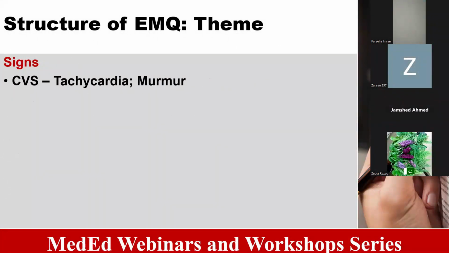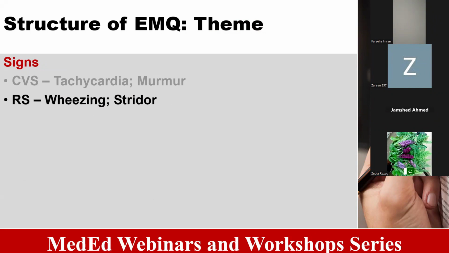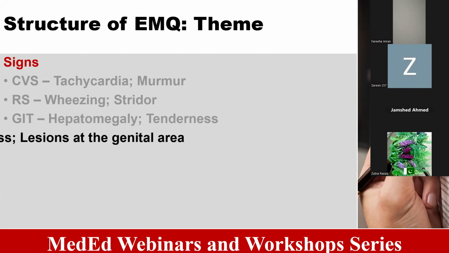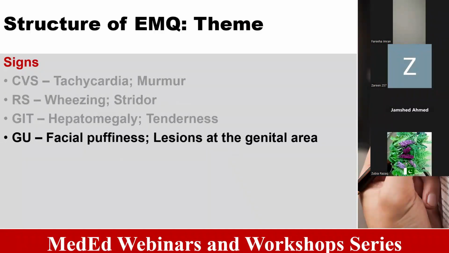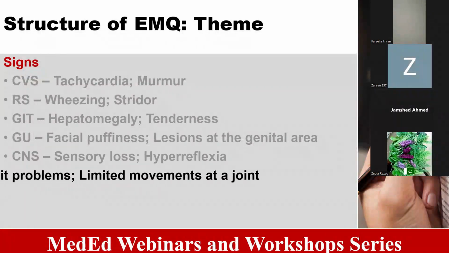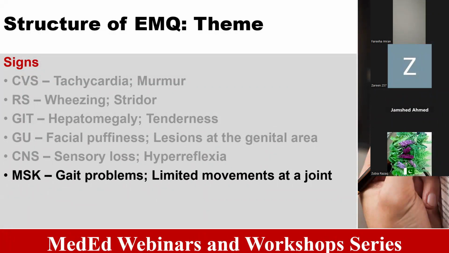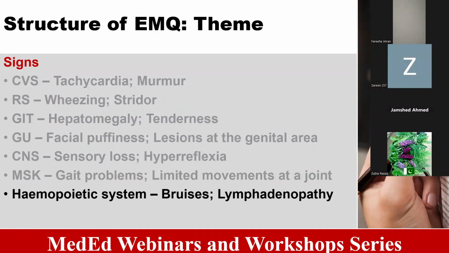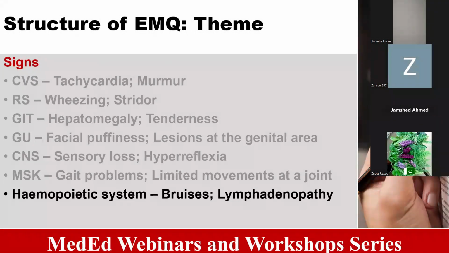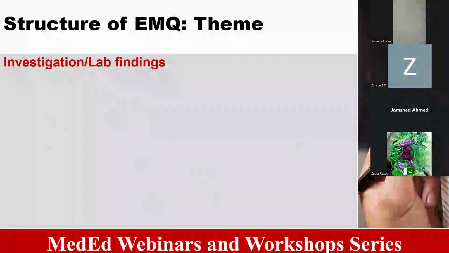Signs may include tachycardia or a murmur, wheezing, stridor, hepatomegaly, splenomegaly, or tenderness, facial puffiness in genitourinary, or lesions at the genital area, CNS sensory loss or hyperreflexia, MSK gait problems, limited movements at a joint, or hemopoietic system bruising and lymphadenopathy. So you can see there is a huge list, and we can draw so many themes.